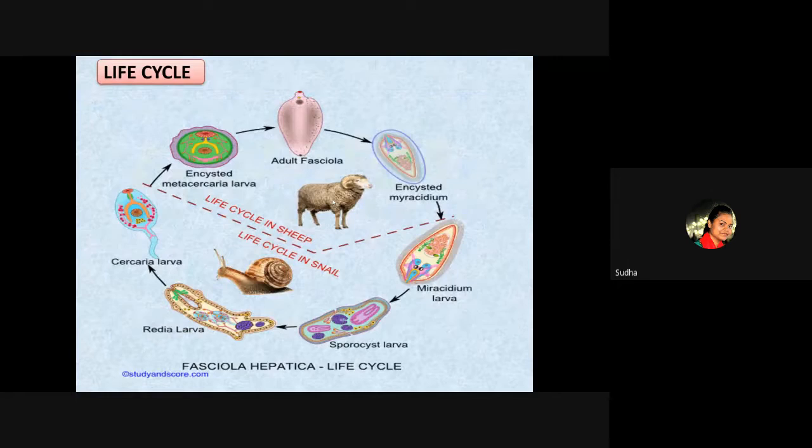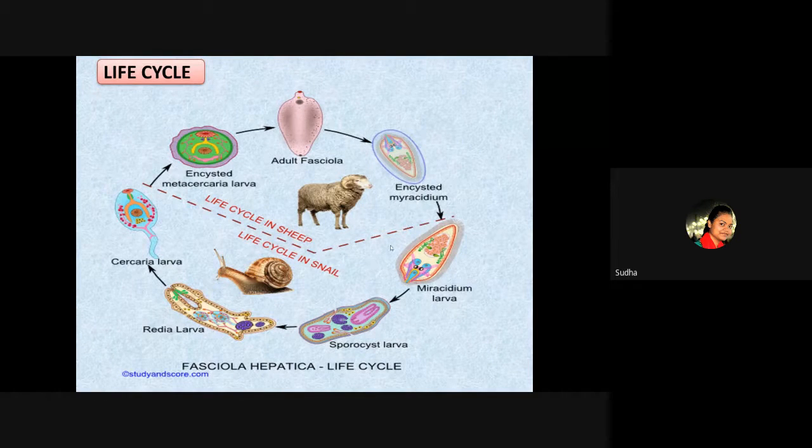So this is the life cycle. Part of its life cycle is completed in the sheep and part is completed in the snail. The snail, as we said, is a gastropod, Limnaea. Here you can see different larval structures. It is a bit more complex than Taenia solium because it includes more than two or three larvae.